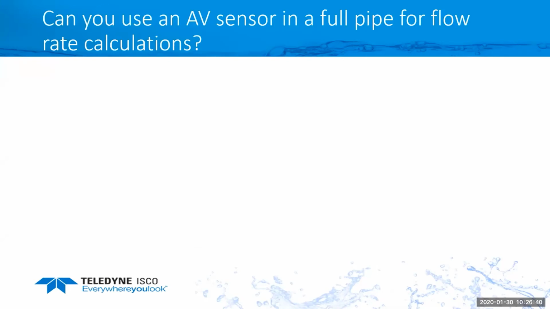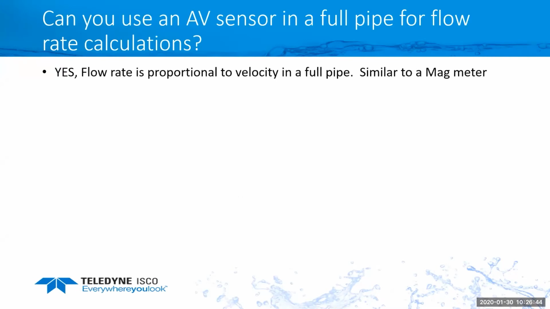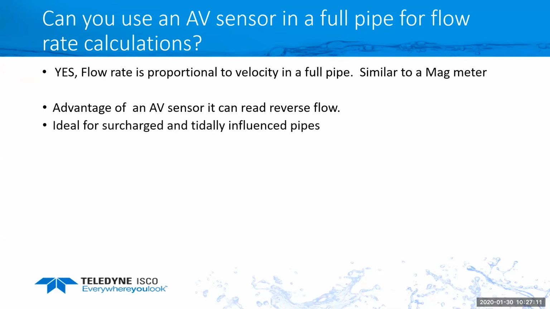Another question was, can I use an AV sensor in a full pipe for flow rate calculations? Yes. It worked well for that. At that point, the flow rate is proportional to velocity in a full pipe, similar to a mag meter. Before, we used level to calculate area, but now it's full, we get 100% area. The advantage of an AV sensor is it can read reverse flow, as well as mag meters can read forward and reverse flow in a full pipe.